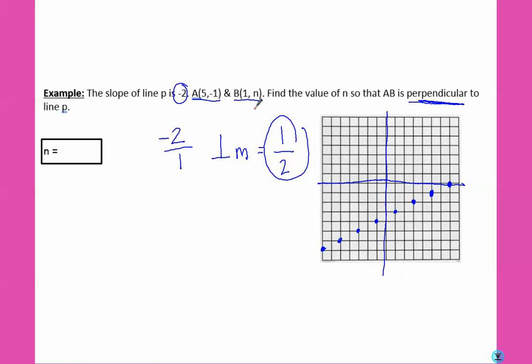Now I'm going to look at B. It told me that the x value is 1. So I'm going to go to where the x value is 1 and find that point right there. Well, that's at (1, -3). So that must mean that n equals -3. Hope this helps. Now work on your practice problems.